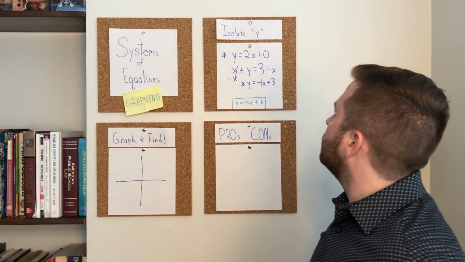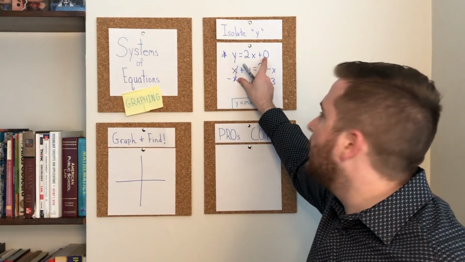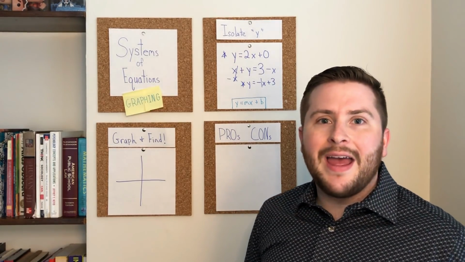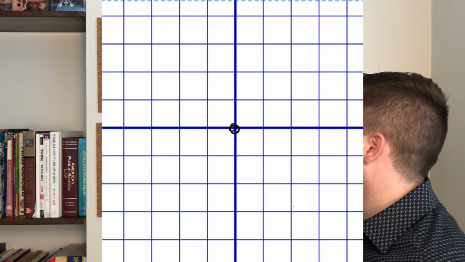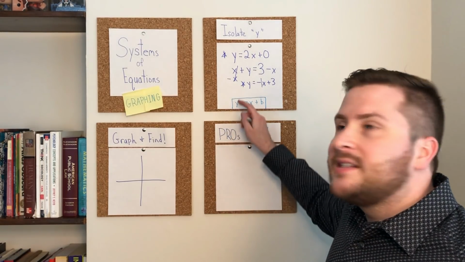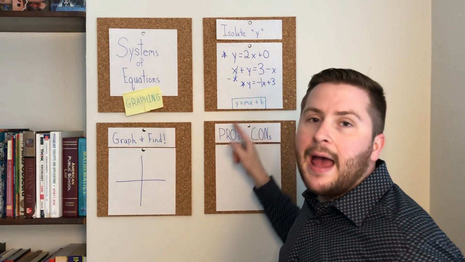So let's graph the first one. In y equals 2x plus 0, my y-intercept, meaning where this equation of the line will cross the y-axis, is at 0. So I want you to put a plot at the origin, in this case, on the y-axis. It's going to be at 0, 0. Then let's take a look at the slope. I have 2 as my slope, or my m.